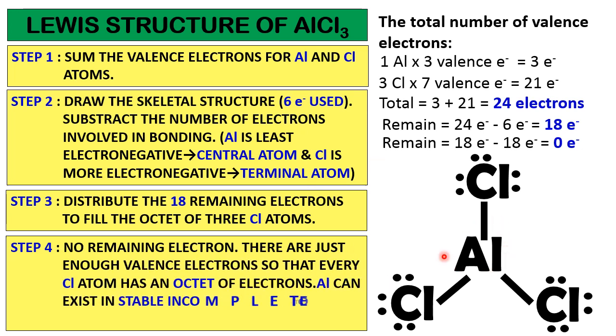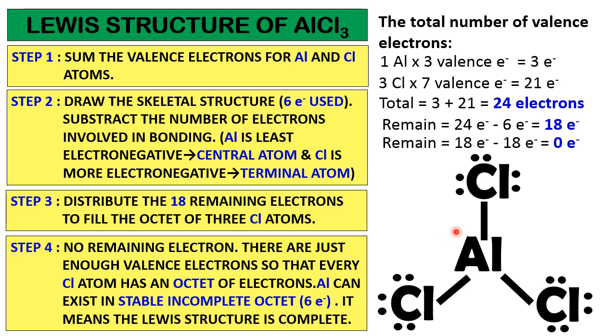You can see that for my aluminium atom, there are 3 bonding pairs with the chlorine atoms. So it means that Al only has 6 electrons surrounding it, which is incomplete. My Al can exist as a stable incomplete octet, so this structure is complete. You have to remember, normally for all atoms we have to make them octet, which means they need 8 surrounding electrons, except for 3 atoms which are special cases: Be, B, and Al. These 3 atoms are stable as incomplete octets.